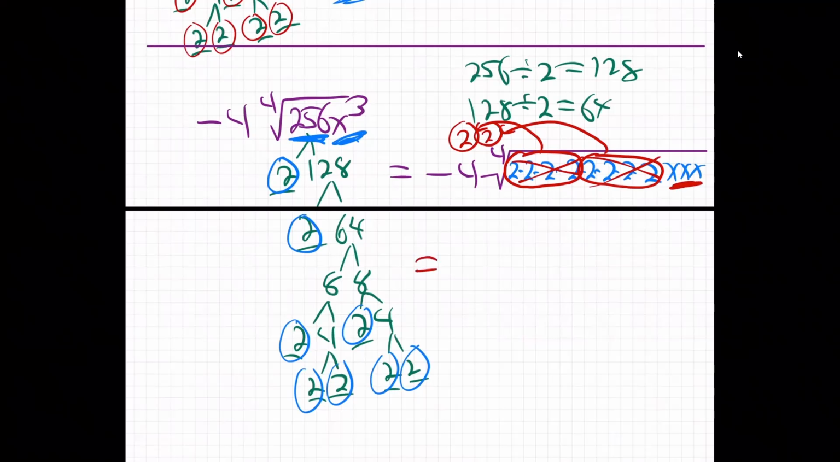So what's going to happen on the outside? These guys are going to multiply. We're going to have negative 4 times 2 times 2, which is negative 16, I think, right? Yeah, on the outside. And then what's left on the inside? This is the 4th root. Don't forget the 4 in the hook. You got to put that 4 back in the hook. X to the 3rd, because there's 3 x's left on the inside.